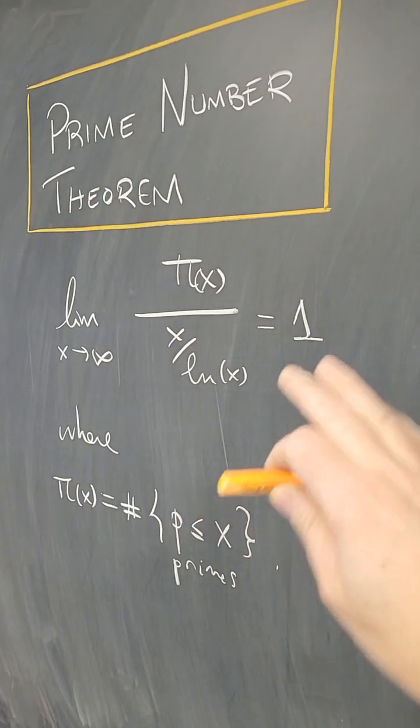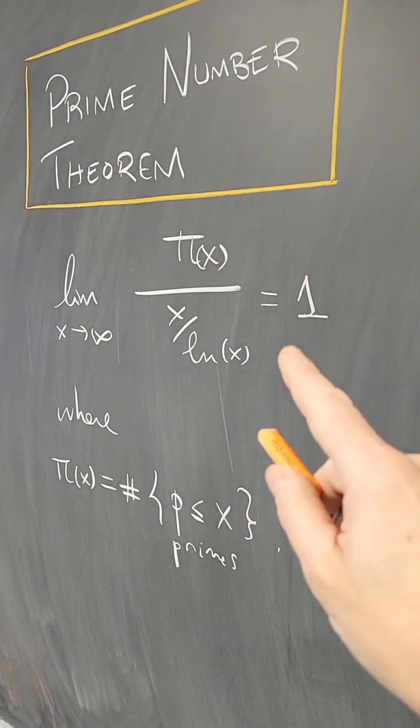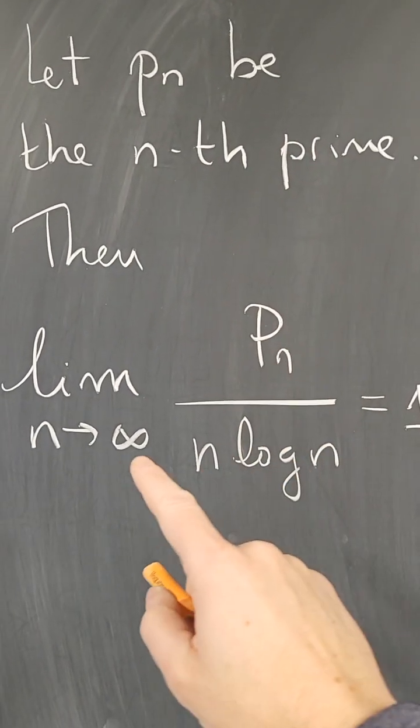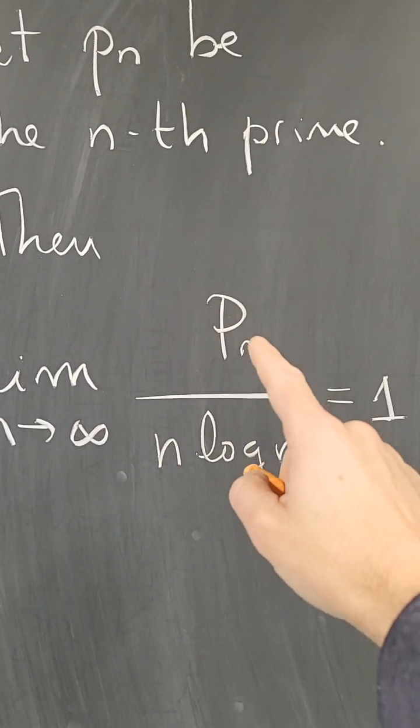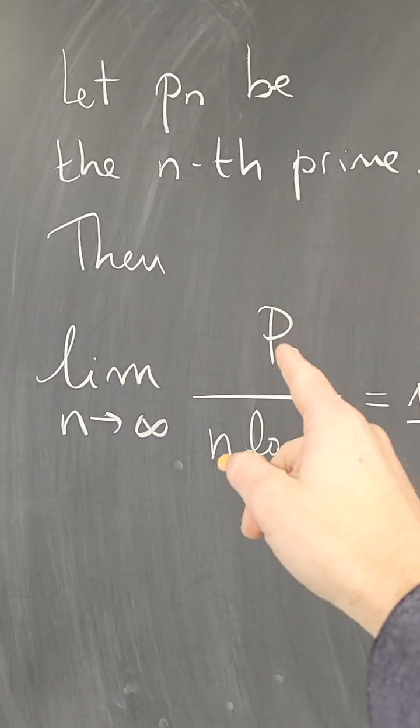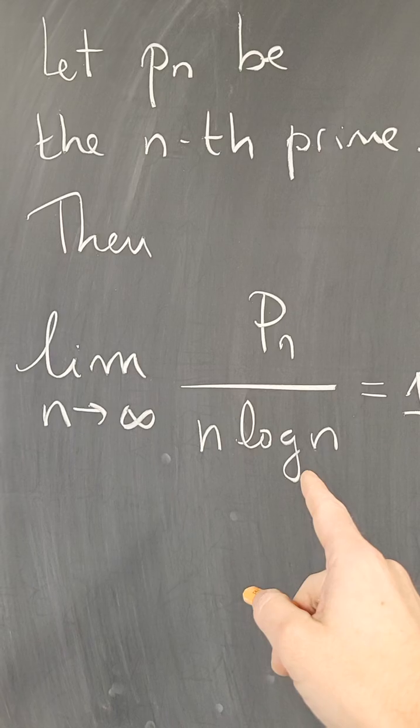Now, there are other formulations of the prime number theorem that are equivalent to this one. For example, if p_n is the nth prime, then the limit as n goes to infinity of p_n divided by n log n is 1. This tells you that the rough size of the nth prime is n log n.